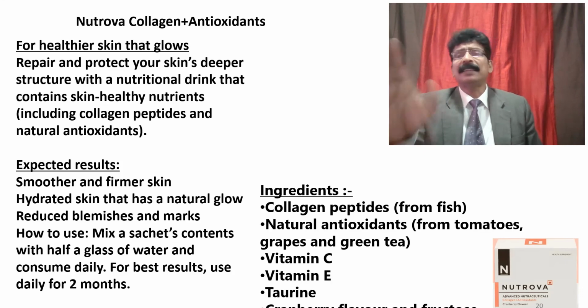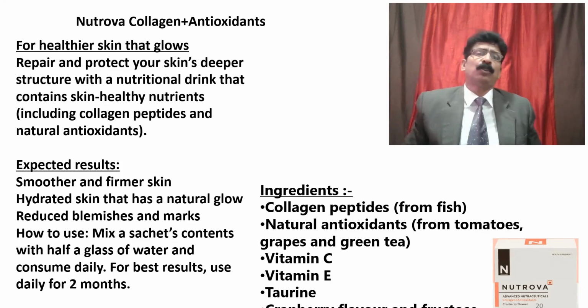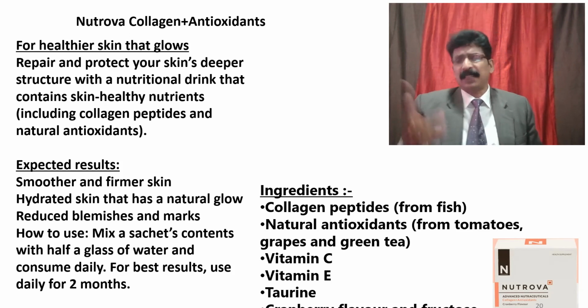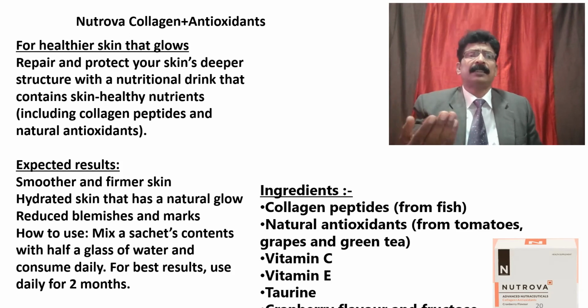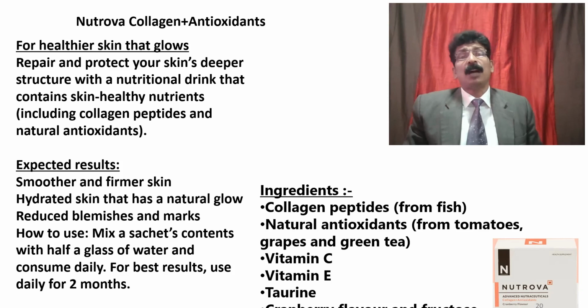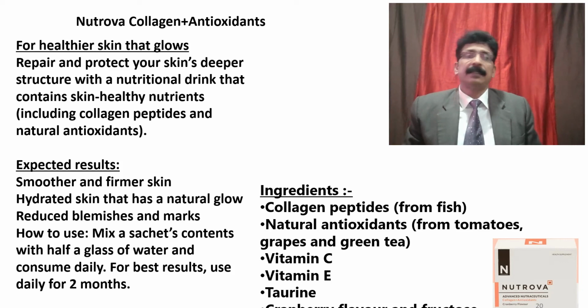And these are some examples I have taken just to go through, as available in the market. I have taken only two or three, just a picture. That means Nutrava, collagen and antioxidants, a product which is available, you can see the picture. What are the ingredients? Collagen peptides from fish, natural antioxidants from tomato, grapes and green tea, vitamin C, vitamin E, taurine, cranberry flavor and fructose are present.